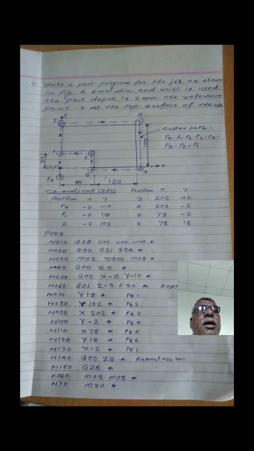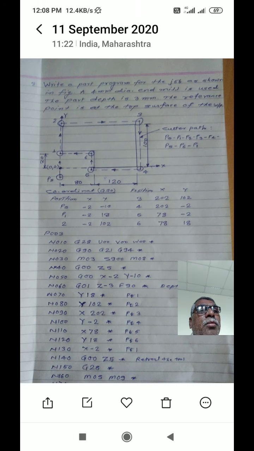Then move the cutter along the y-axis next, and its x coordinate remains the same. What are the coordinates of the point 4? X coordinate is 202 and y coordinate is minus 2. So the x coordinate remains the same, and then you just have to mention the y coordinate, Y minus 2, end of the block. Means during the block number 100, Y minus 2, end of the block, your tool is at point 4.